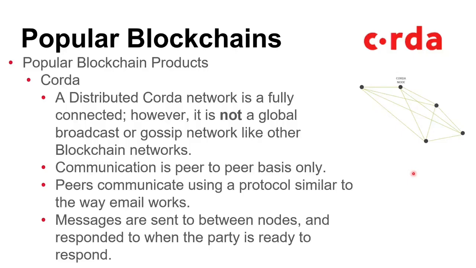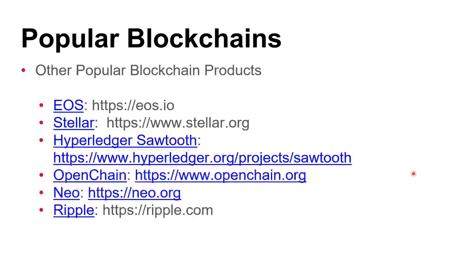Some other popular blockchains: EOS, and keep your eye on this one. EOS is growing strong. The vendor is Block.one, so look for Block.one. There's also the Stellar Network, Hyperledger Sawtooth, OpenChain, Neo, and Ripple.